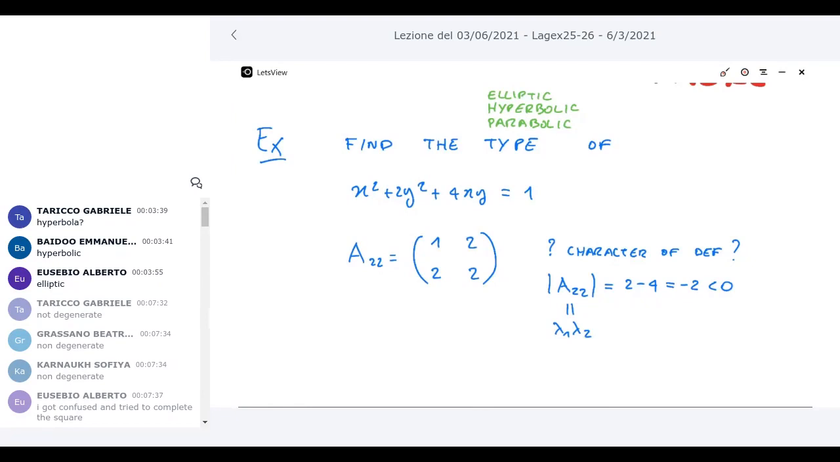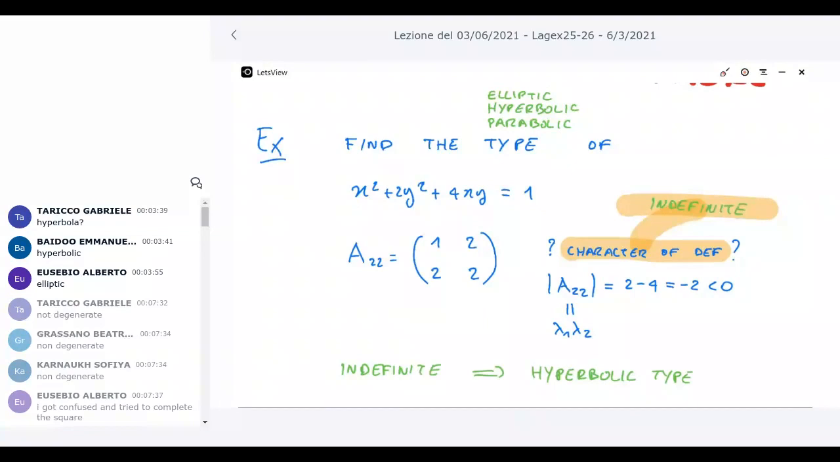What is the character of definition of this quadratic form? It is indefinite. So it is indefinite. So this means hyperbolic type. So indefinite means hyperbolic type. So no more to do at this level, okay? So finding the type of a conic is very, very easy, okay?